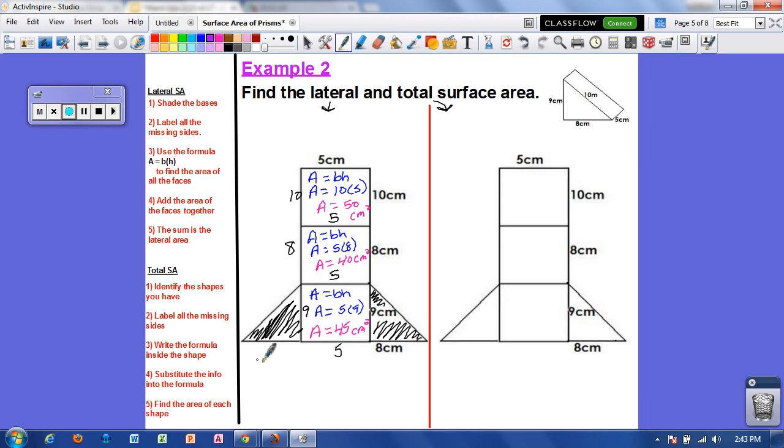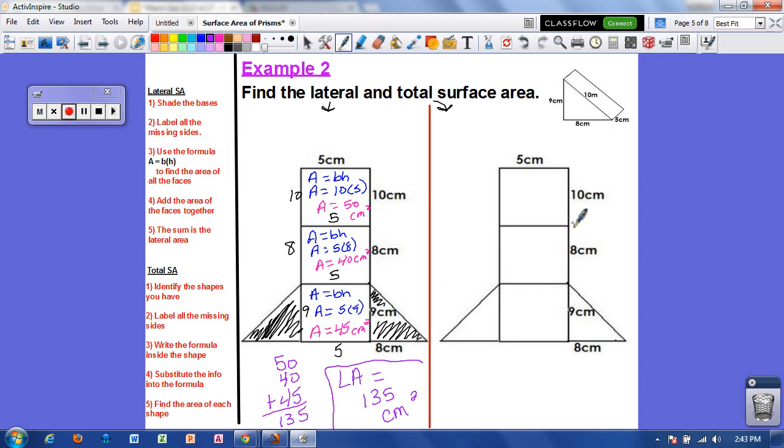Alright, now what I want to do is I want to take each one of those areas and I'm going to add them together. So I have 50 plus 40 plus 45. 5 plus nothing is 5. 5 plus 4 is 9, plus 4 is 13. So my lateral surface area equals 135 centimeters squared.